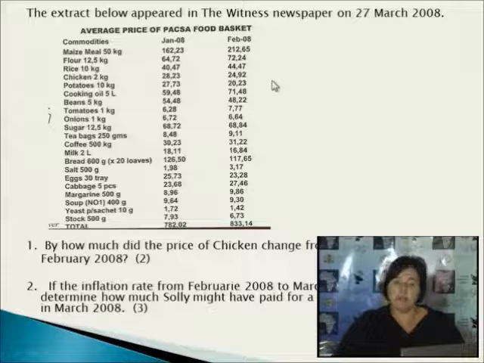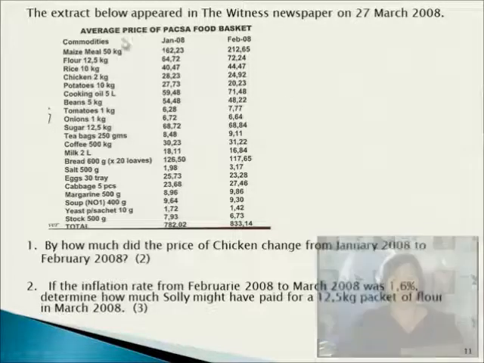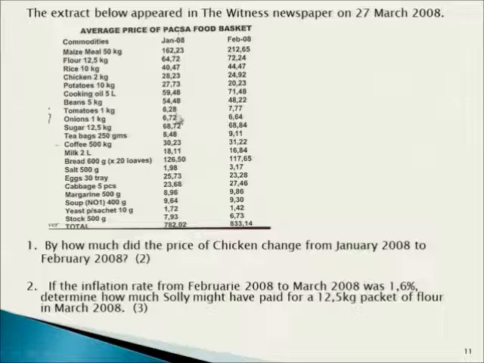So please make the time in the exam. Study the information that they give. Make sure that you are aware of what happens with the information. Now we can go to our first question. Number 1. By how much did the price of chicken change from January 2008 to February 2008?